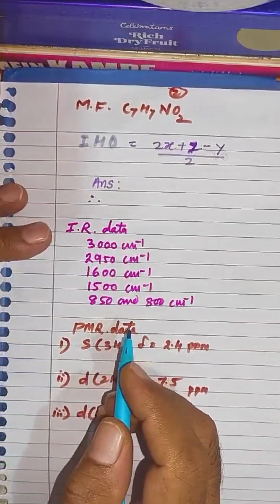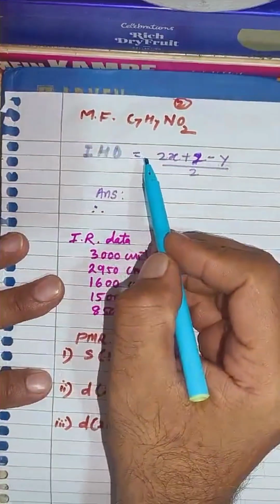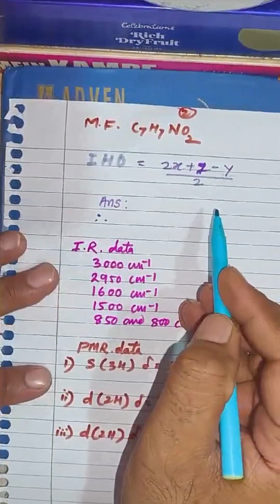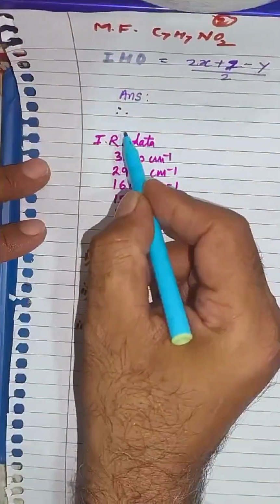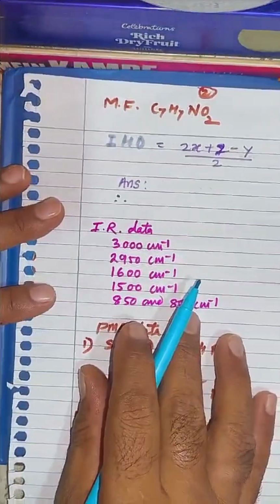Good morning. Now, the second problem on combined spectroscopy is C7H7NO2. Other data is also given. They have given this IR data and they have given this PMR data also. So, how can we solve this problem?